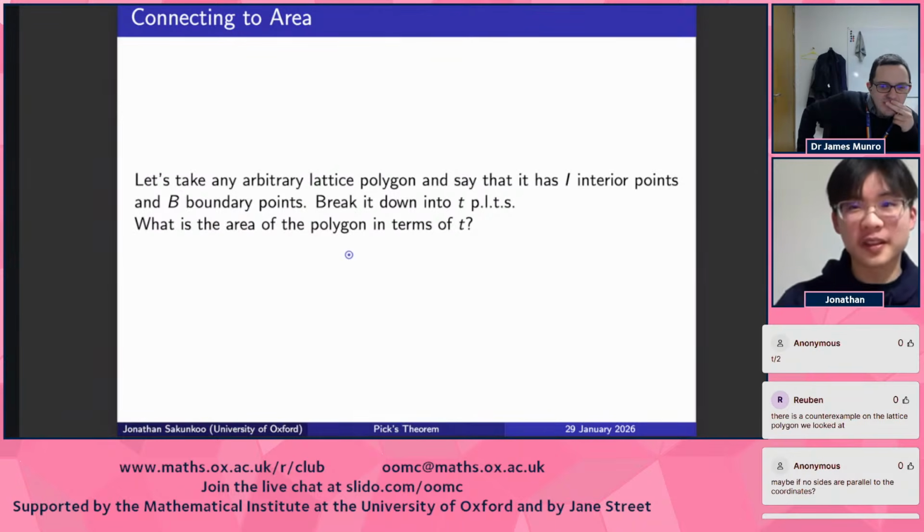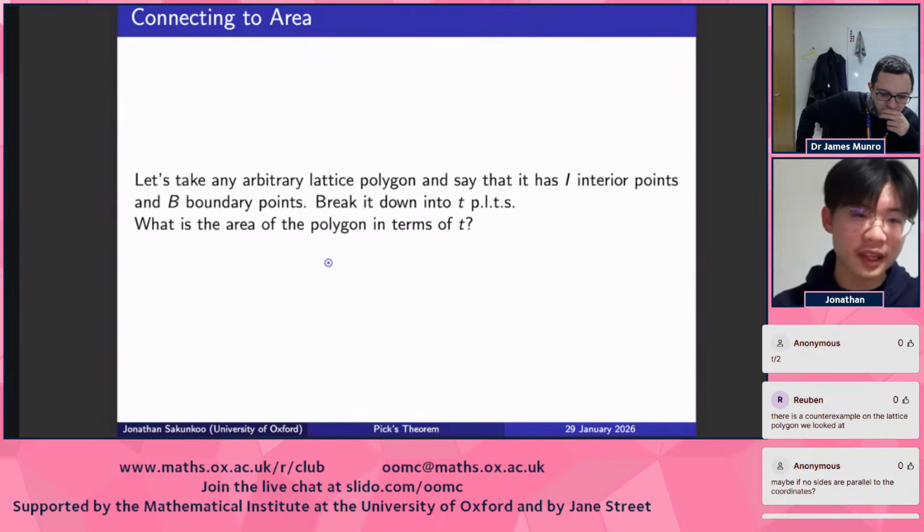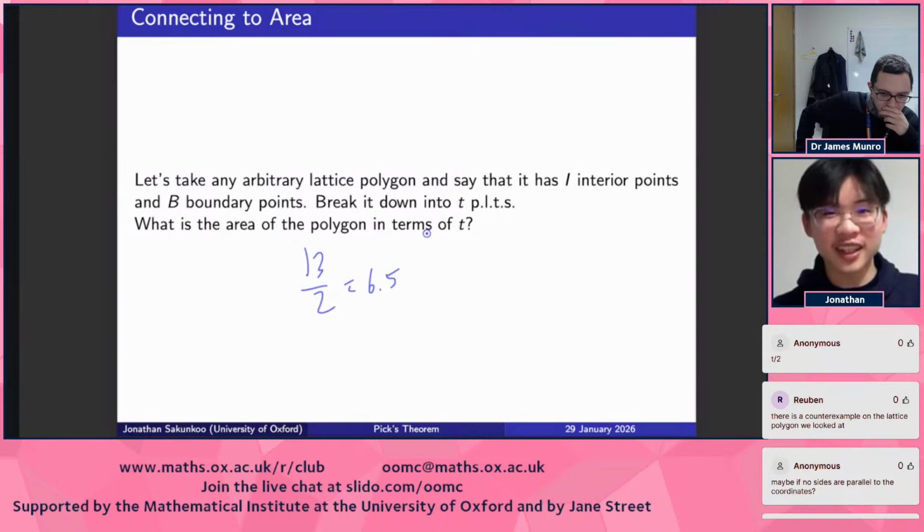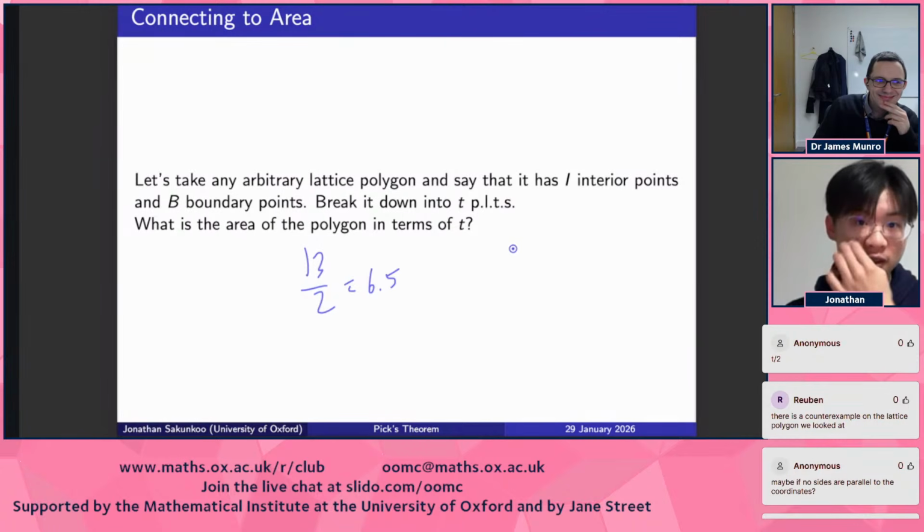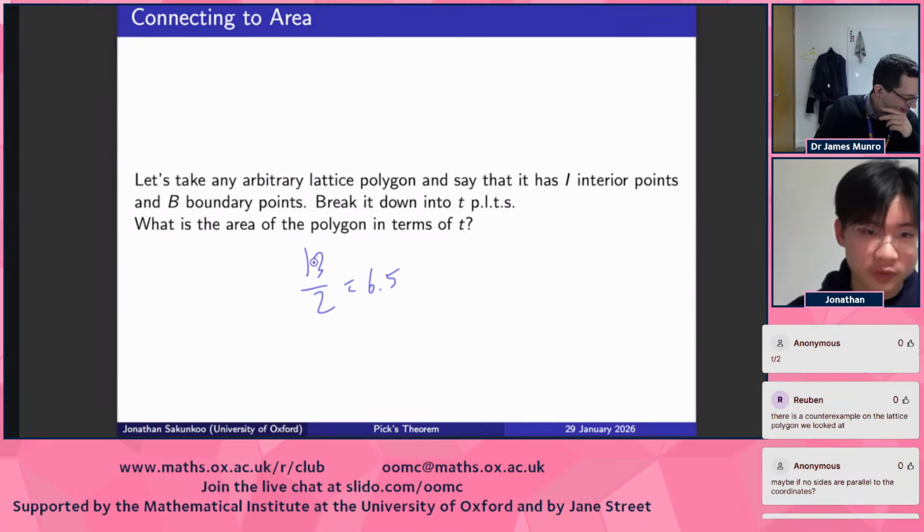If you go back to the other example, we had 13 primitive lattice triangles, each with area 1/2. So it's 13 over 2, which is 6.5. And I guess that's also a valid way of calculating area, breaking it down into primitive lattice triangles. That's only drawing and counting, but it's a lot of drawing. I don't think you want to do that. Okay, so what are we going to do?